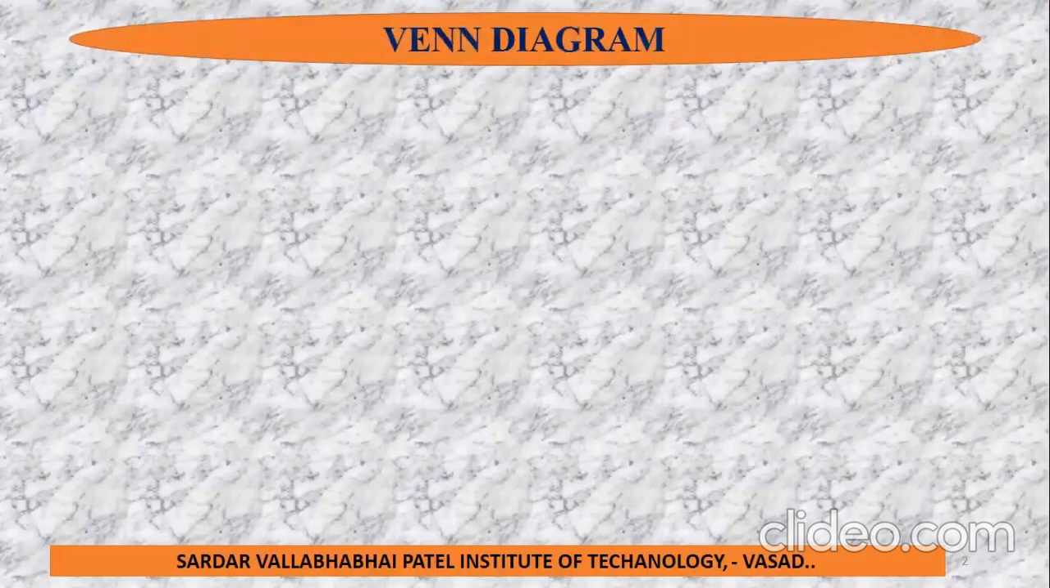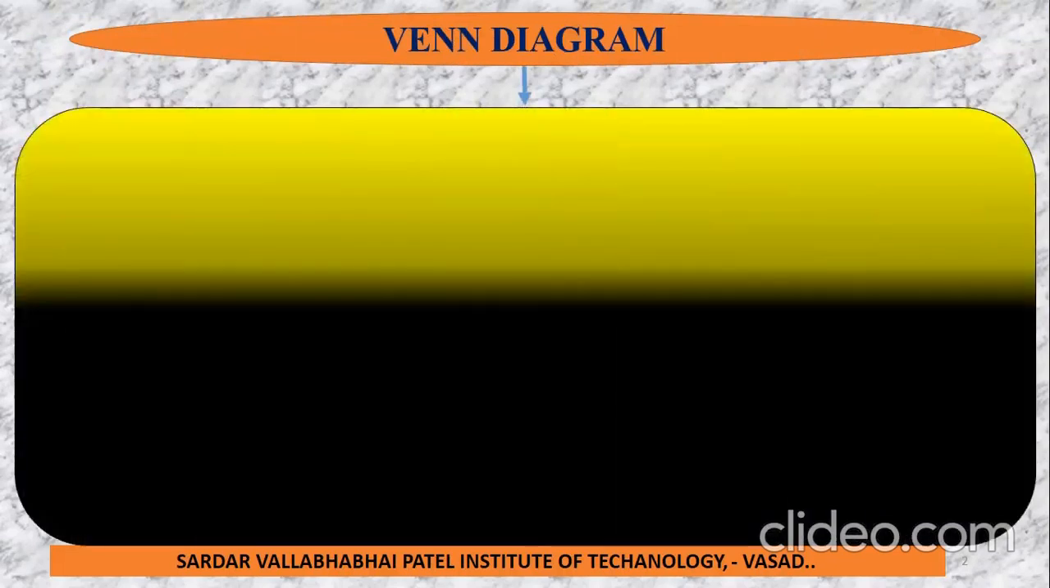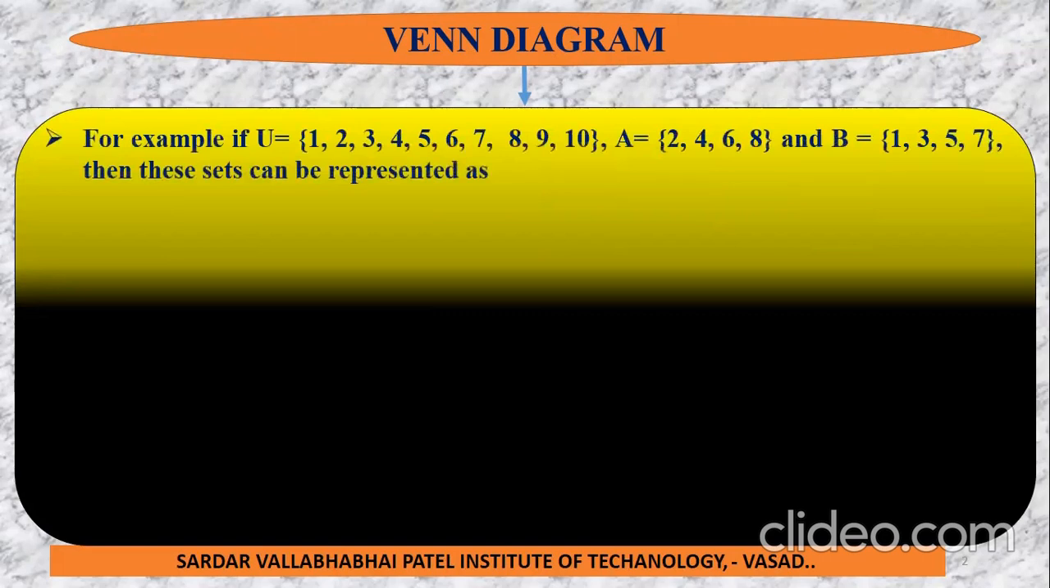Venn diagram. So basically, what is the representation of a set in a Venn diagram? We start with an example.